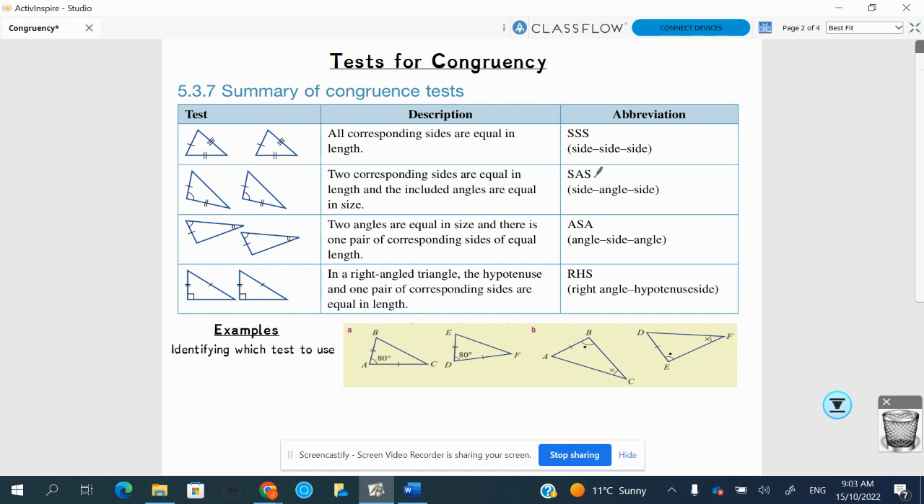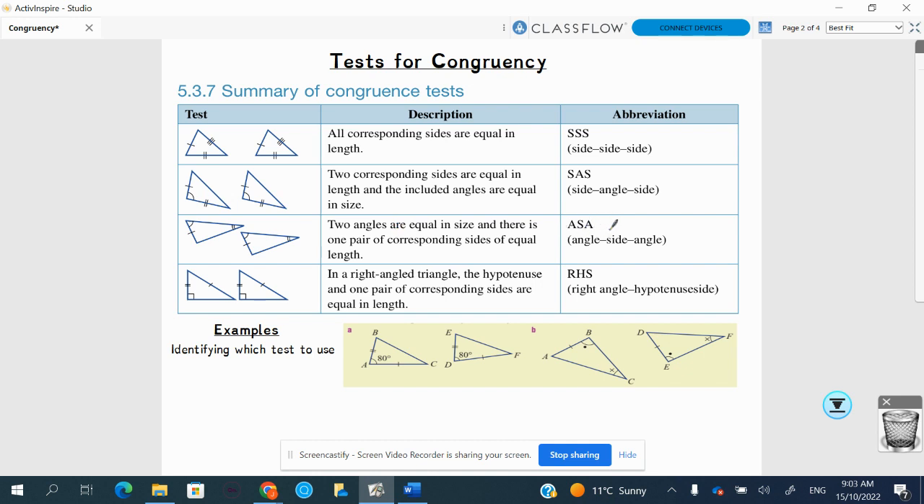The next one is SAS, or side angle side, and this means that two corresponding sides are equal in length and the included angles are equal in size. So you can see here we've got the equal sides and the included angle between those two sides are all equal.